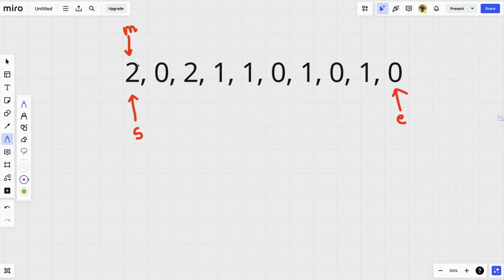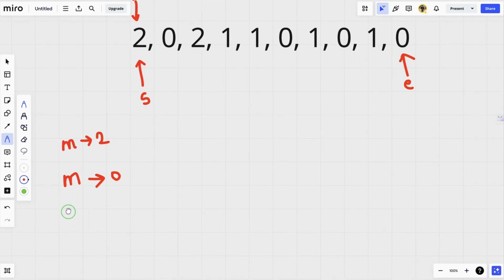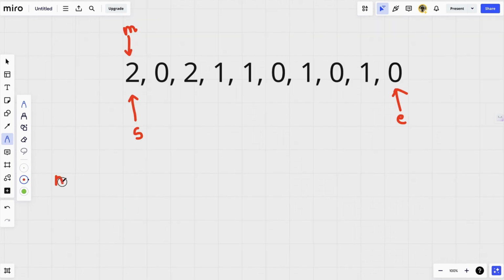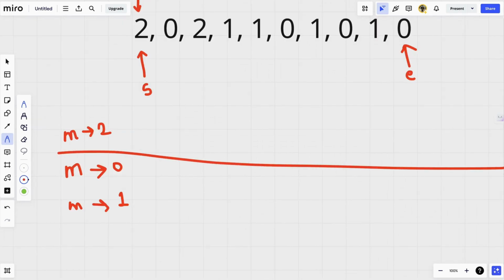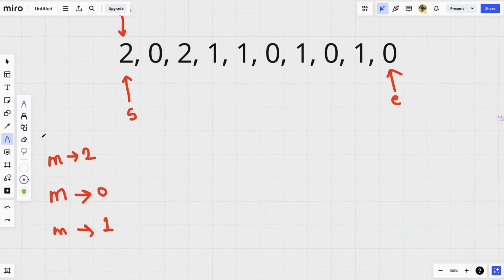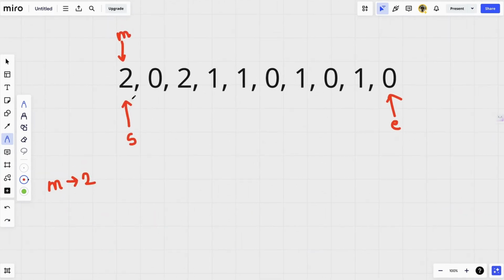There can be three cases, since there are three numbers: either mid is 2, or mid is 0, or mid is 1. We can only have these three cases, and for each of these cases we will be performing some actions, and that is the entire algorithm. So let's first check for mid equals 2. When mid is 2, we know that 2 will be present at the end of the array, right? So we have to move this 2 to that position.